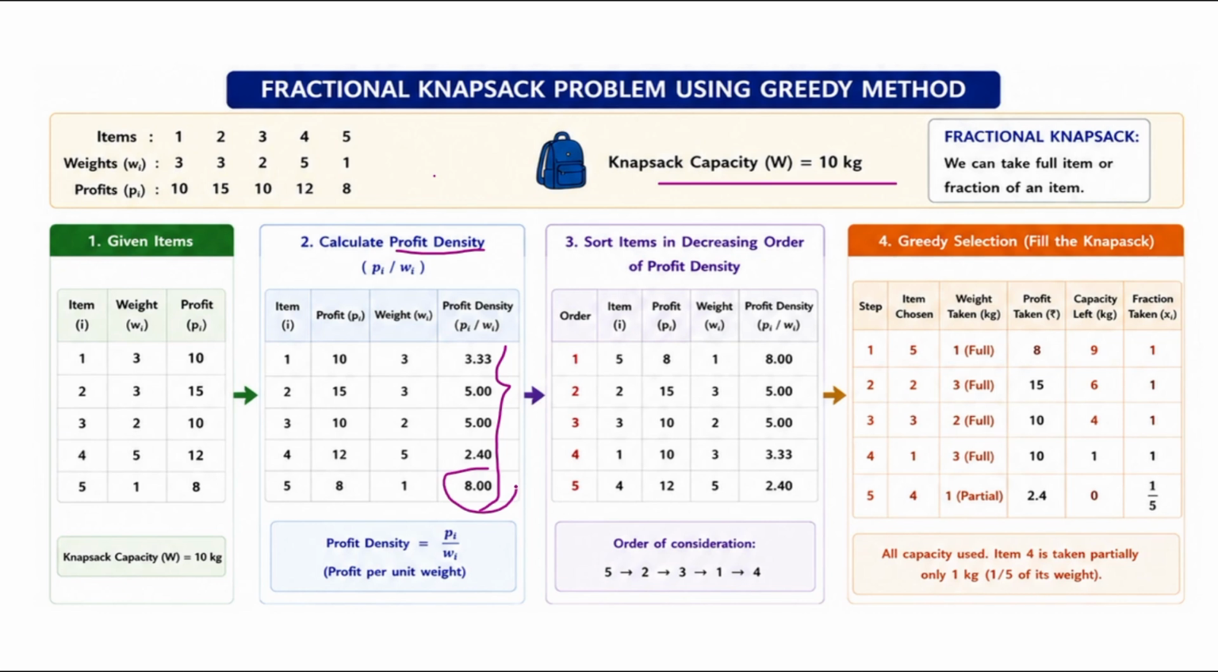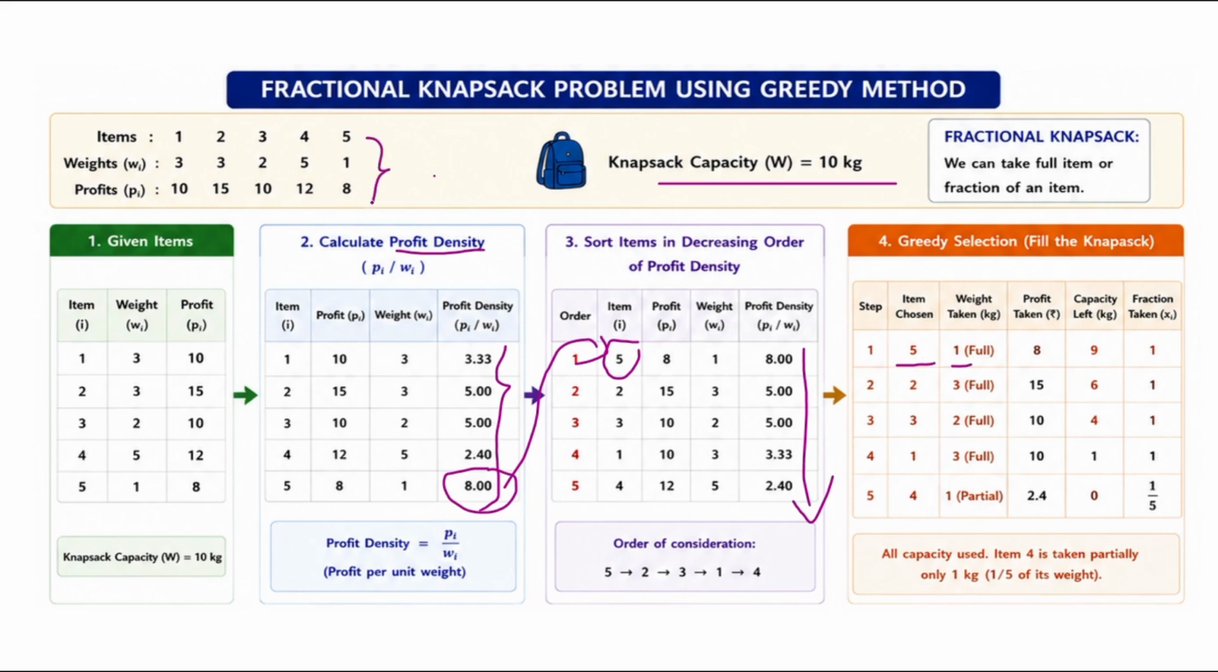Then sort items in decreasing order of profit density. What is the highest? 8. So 8 is placed in the first position, item number 5. Likewise, arrange all the items in descending order. Then how to fill the knapsack? The item with the highest profit density is taken first and put into the knapsack. Here item number 5 has the highest profit density, that is 8, so choose that item first. What is the actual weight of this item? That is 1. What is the profit? The profit is 8. Profits are already given.